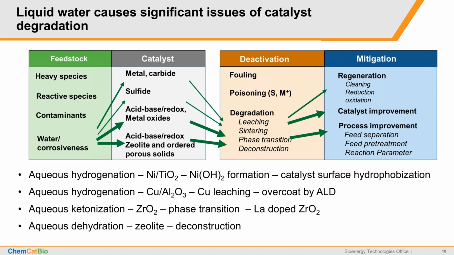An example in the literature is aqueous hydrogenation reactions using nickel catalyst, which in aqueous feed can form nickel hydroxide. This can be partially mitigated by catalyst surface hydrophobization to limit the water near the catalyst surface. Or for carbon catalysts with a carbon leaching problem, you can stabilize the carbon species on the catalyst surface by atomic layer deposition.